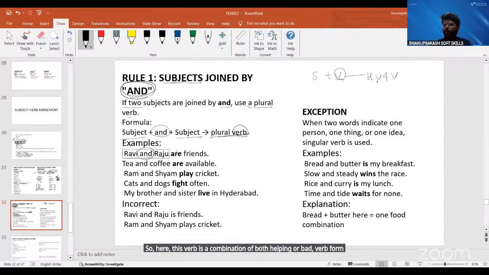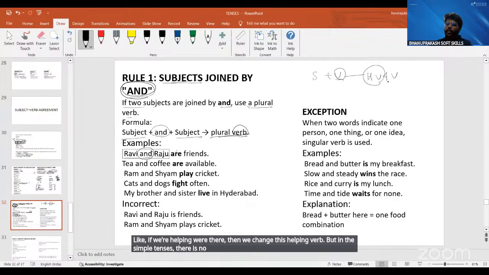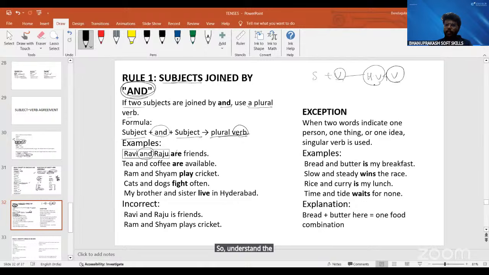Like if a helping verb is there, then we change this helping verb. But in the simple tenses, there is no helping verb, right? So in such cases, we directly change the verb form. So understand the difference here. In the previous condition, what happened?